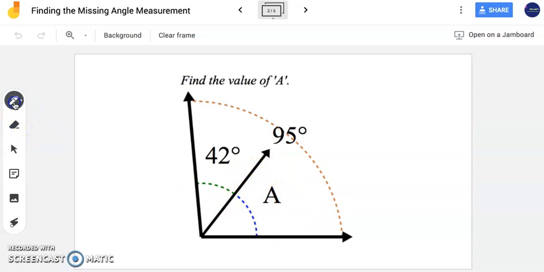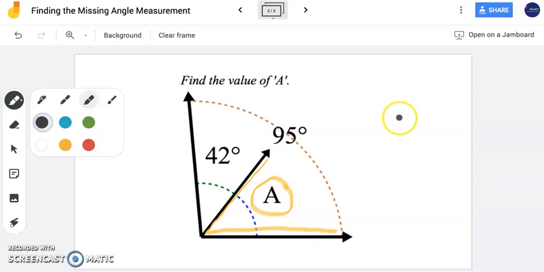So that means that it is this part here, and I'm going to highlight this so it's even easier for you to see. My goal is to identify the value of this angle measurement known as A right here. Now notice they gave us the entire angle is 95 degrees. This small portion here is 42 degrees, and this small portion here is what we have to figure out.